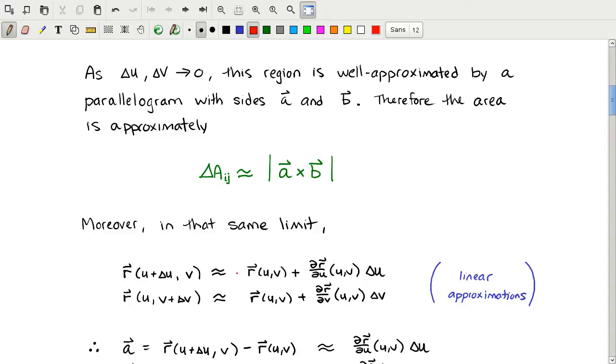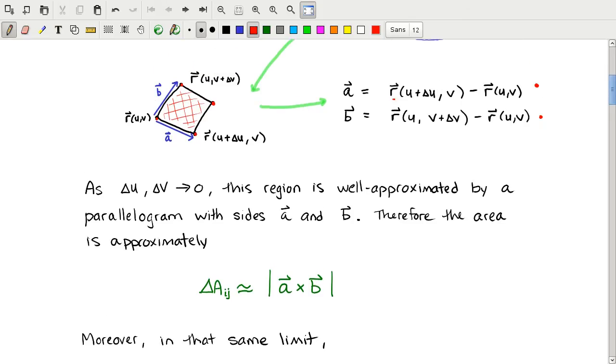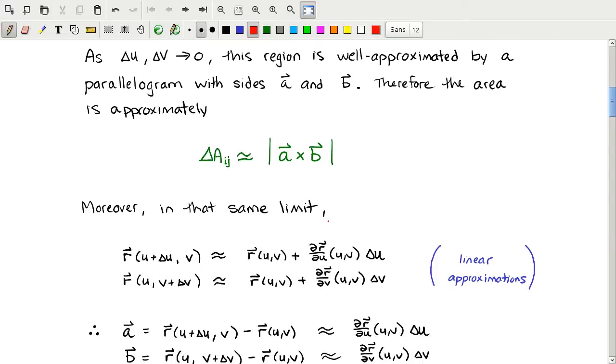So we have, from a while back, the idea of a linear approximation: at some very nearby point to u and v, in particular the point r of u plus delta u, which makes up part of the definition of A, this can approximately be represented as r of u and v plus the partial derivative of r with respect to u, times delta u. And we call this a linear approximation, which gets better and better as delta u gets smaller and smaller.